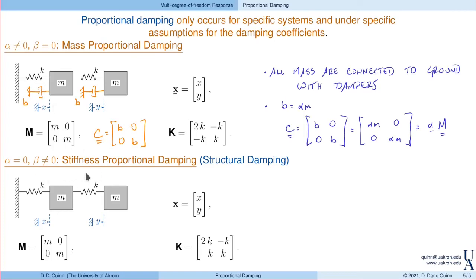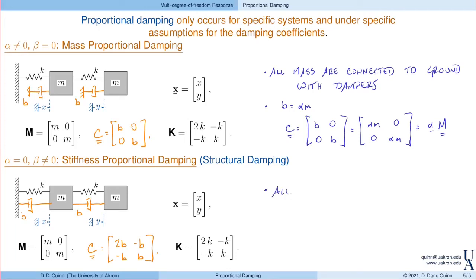So now the other part is stiffness proportional damping, and this is sometimes known as structural damping as well. In this case, each damper is parallel to a spring. So here we have a spring, so we'll have a damper in parallel. We have a spring here, so we need a damper that is parallel to that. And as a result, my damping matrix would be 2B, minus B, minus B, and B. Once again, we see that the damping matrix is now proportional to the stiffness matrix.